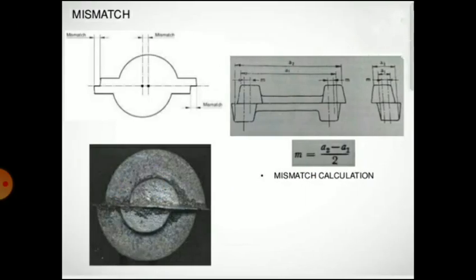You can see in the diagram there is a mismatching of the top portion and the bottom portion of the workpiece. It is due to misalignment between the top and bottom dies. That is called mismatching or die shift.